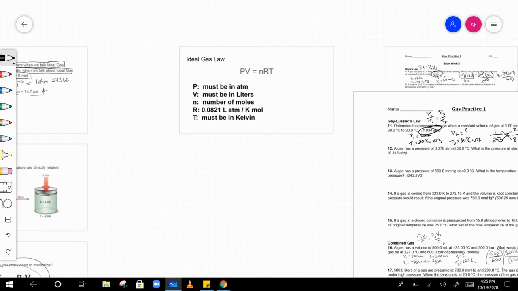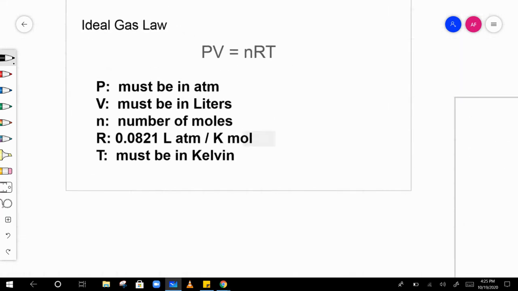Okay, and then the last one here is the ideal gas law. This one incorporates all four variables: pressure, volume, number of moles, and temperature, and then has this value R. R is the ideal gas constant, and it's always 0.0821. The units for that are liter atm over Kelvin mole. Pressure must be in atm. Volume must be in liters. N is number of moles, that can't be anything else. And temperature must be in Kelvin.